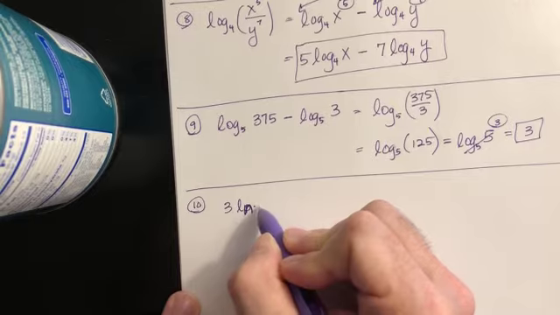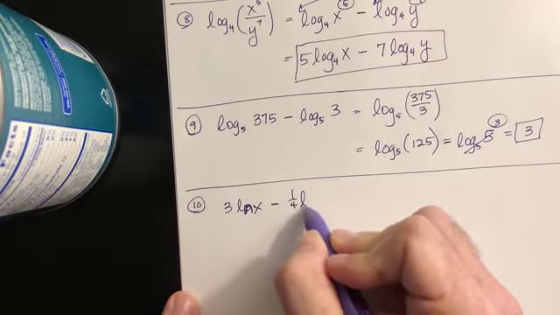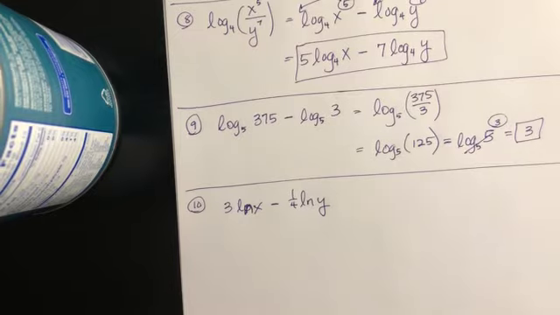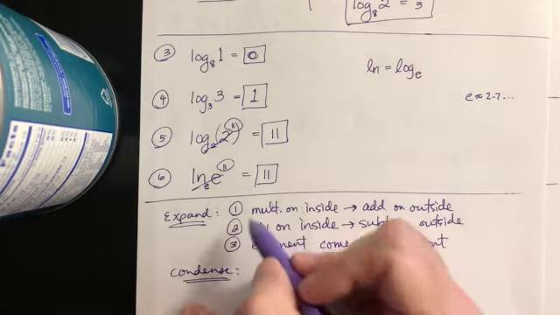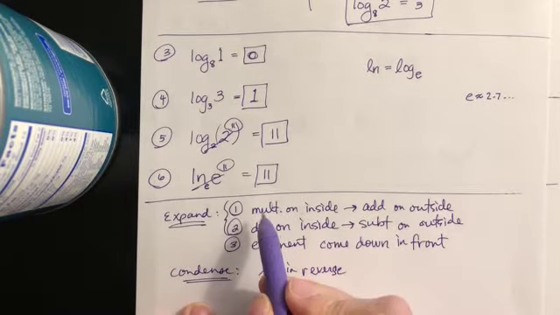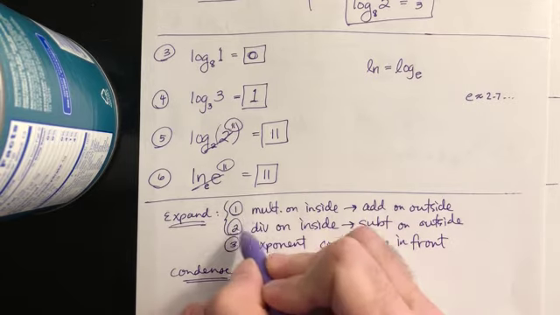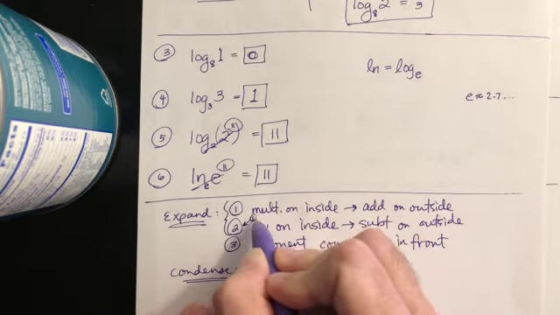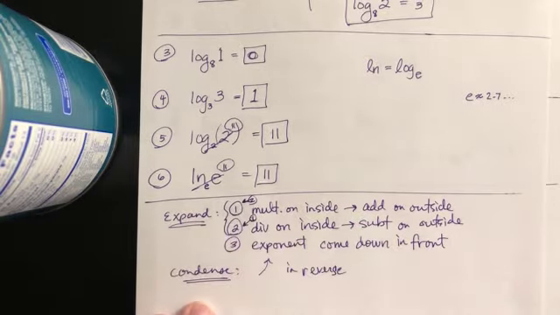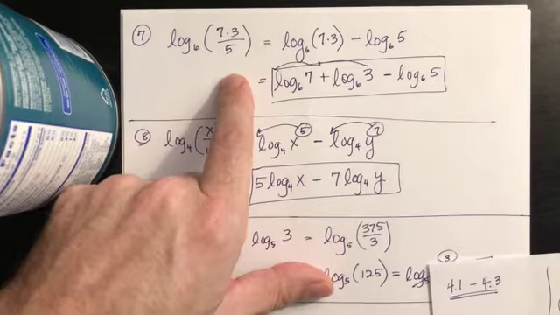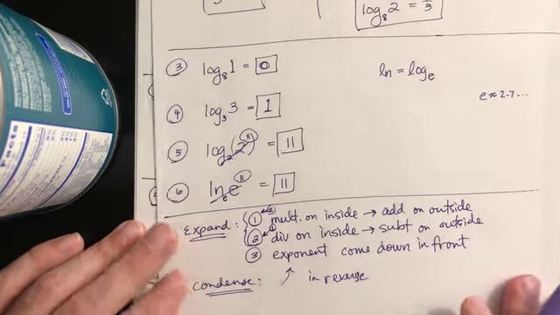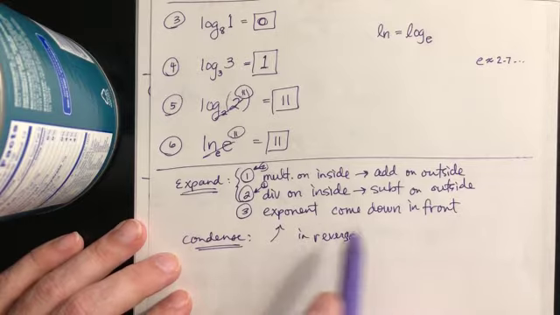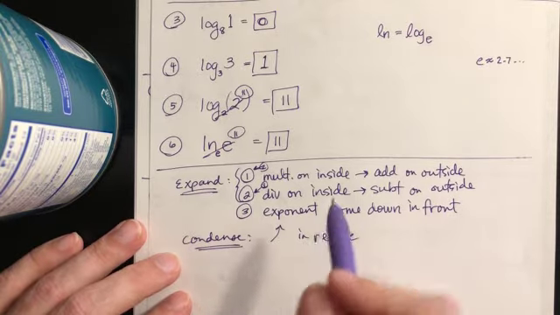Now, 3 ln of x minus 1/4 ln of y. In the rules that I wrote, I had 1, 2, 3, kind of in this order. 1 and 2 sort of come at the same time. So anytime you see a multiply on the inside, it becomes an add, divide becomes a subtract. I kind of like doing the divide one first and then the multiply, like I did with this one, and I think that's probably the right way to go about it. But the exponent thing always came last when we were expanding. Well, condensing, we're going to do it in reverse. So we have to do the exponent thing first now, and then do these two.